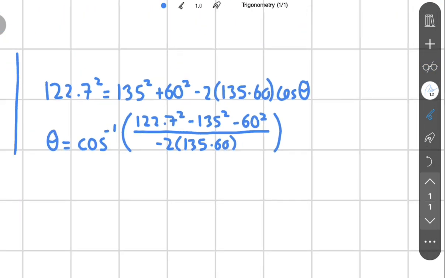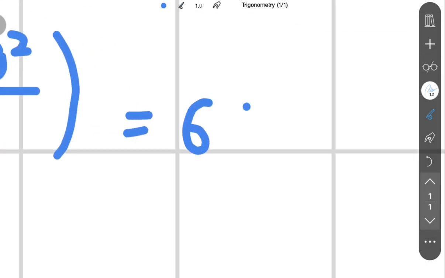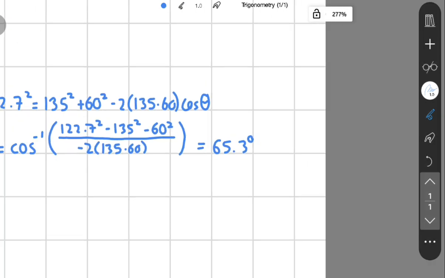Let's input this in the calculator. Theta here will actually equal 65.3. Yeah, and this is how you use the cosine rule.